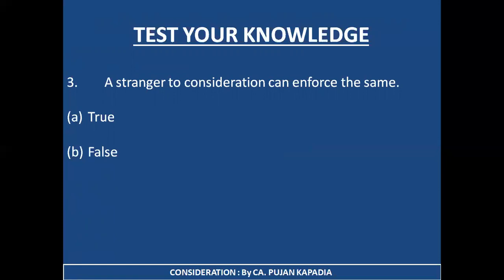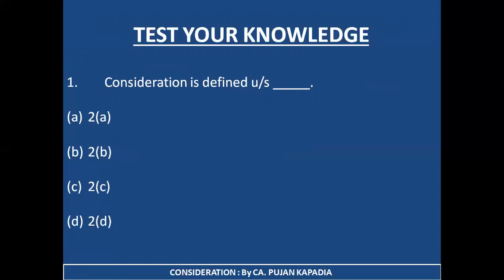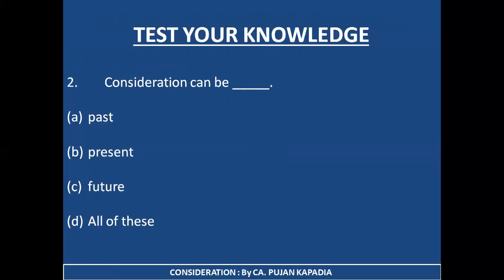Well, I hope you have marked your answers. Let's check each of them. The first one was: the definition of consideration is defined under section. The correct answer is option D, it is 2 clause (d). Second, we all know consideration can be past, present, or future. So the correct answer is option D, all of this.